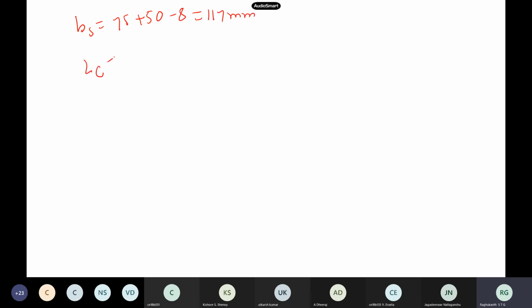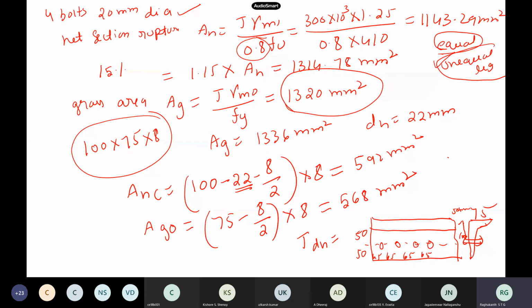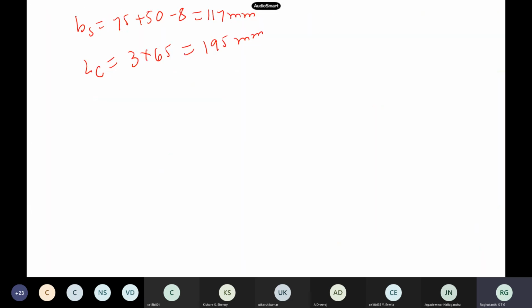And the connection length is 3 into 65, that is the length of this one, so 195 mm. This is the connection length. This also you can calculate. So the connection length is this 65, 65, 65. That is the connection length, how much has been connected here. Now you find out the beta.